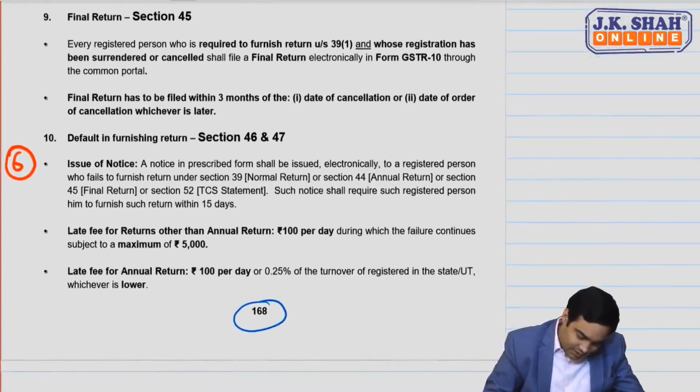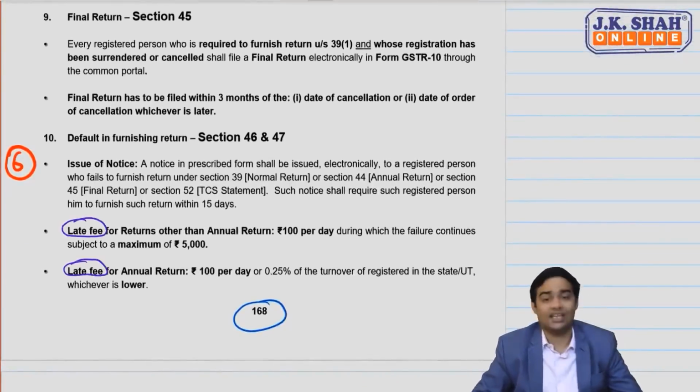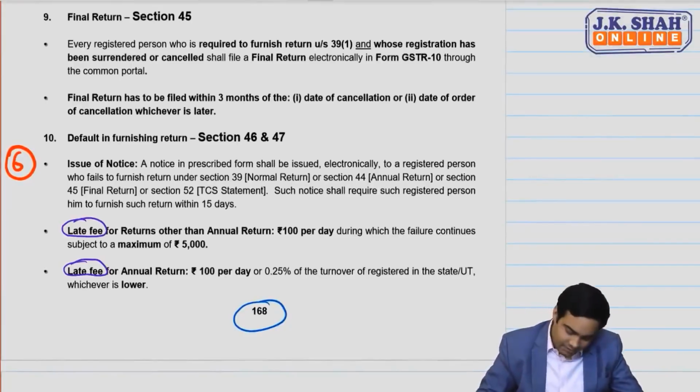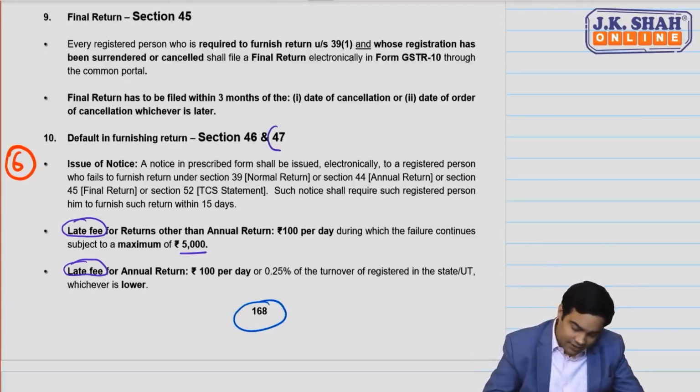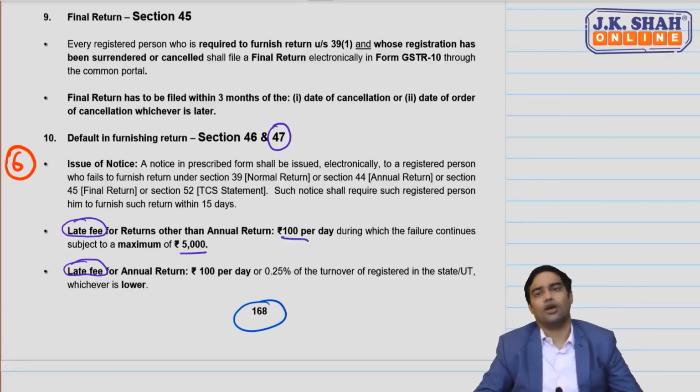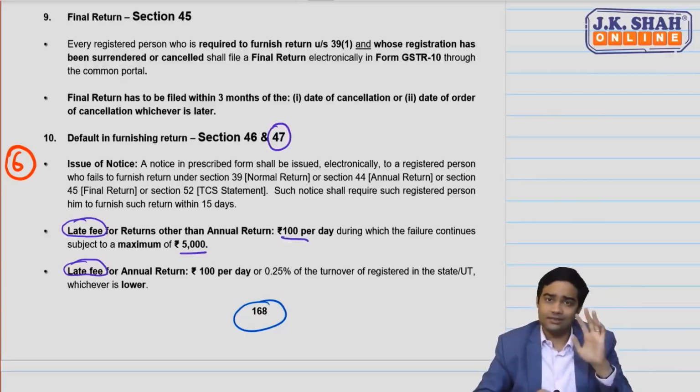Now you can see late fee. Late fee, there has been some rationalization. See, maximum late fee was 5,000, correct? For certain returns, it has been rationalized. Now, there is no change in section 47. Section 47 still remains 100 rupees per day, maximum 5,000. That is same. In real life, for nil return, the late fee is 10 rupees.